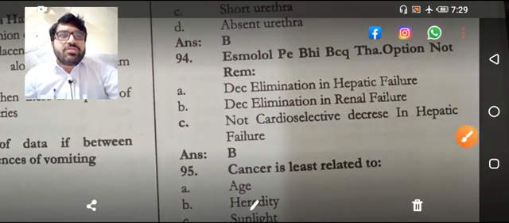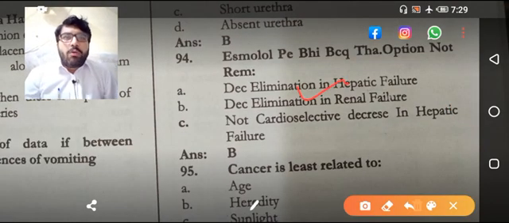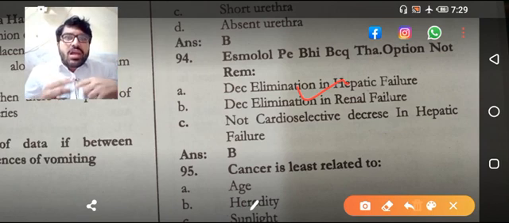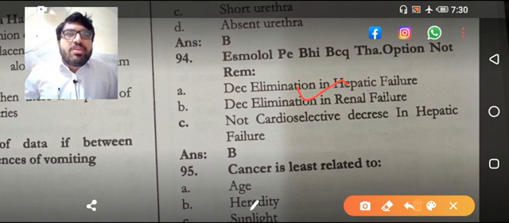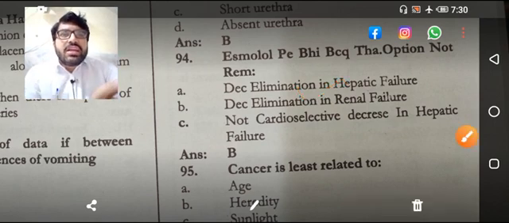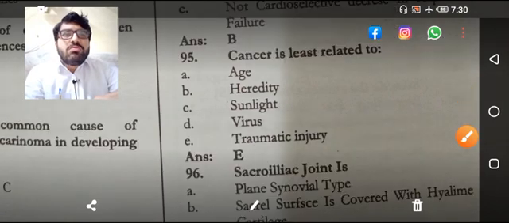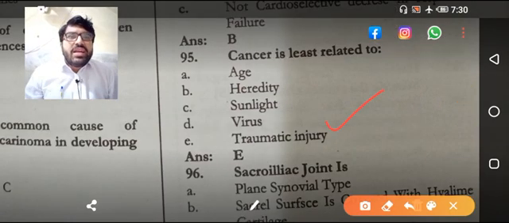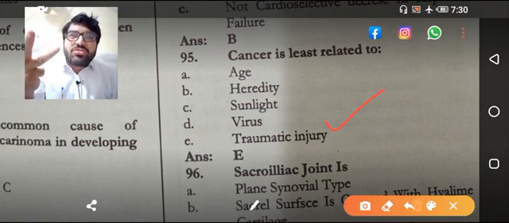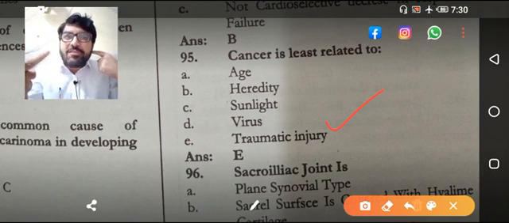Now the next MCQ is osmolol. In renal failure, the elimination rate is decreased and the toxic metabolites accumulate in the body, which can cause toxicity. So option B is right. Now cancer is least related to traumatic injury. It is related to age, it is related to heredity, it is related to sunlight, skin cancer. It is related to viruses, Epstein-Barr virus, Burkitt lymphoma.